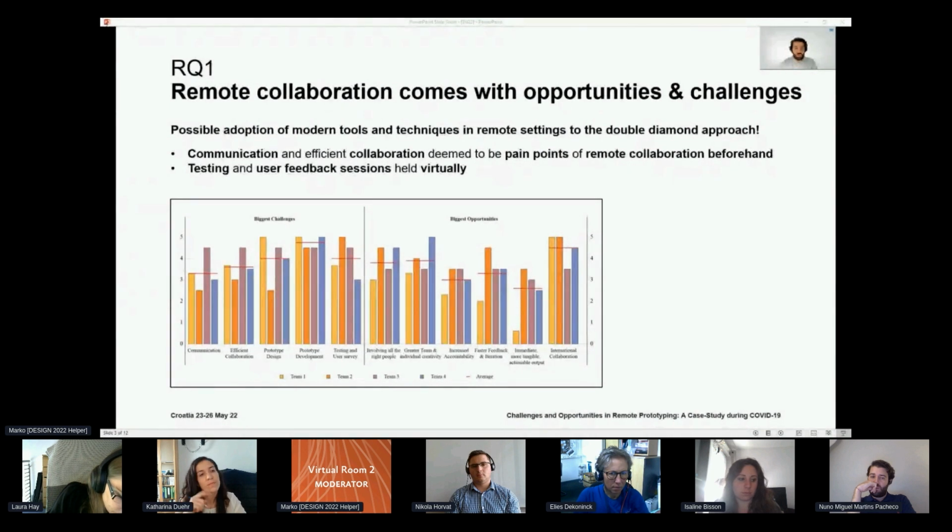And tools like Microsoft Teams, Zoom, Miro, or Gravity Sketch reduced the pain points of communication and collaboration.